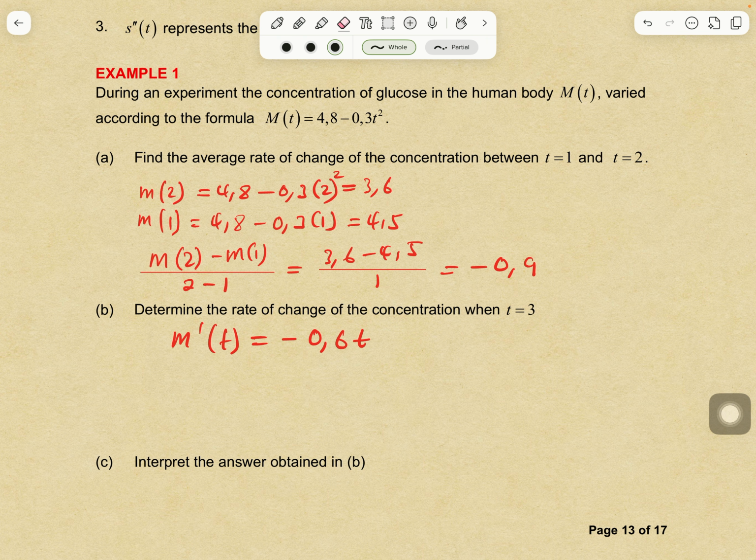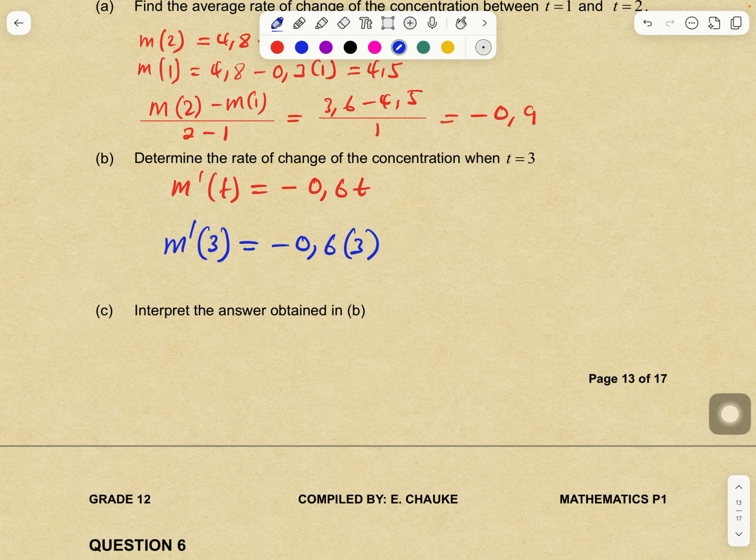That is the equation of the velocity, or the equation of the rate of change, which is the speed or velocity itself. But now they say when T is 3, that means you're going to have M prime of 3. This is the gradient at a point, or the rate of change at a point. That gives us negative 0,6 into 3. If you check it on the calculator, it's going to give you negative 1,8.